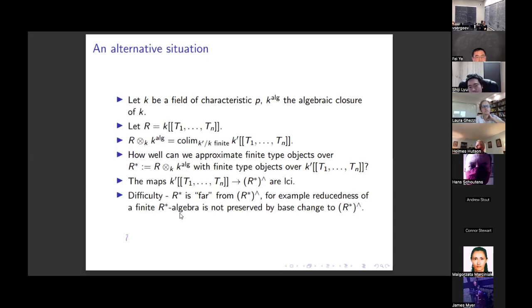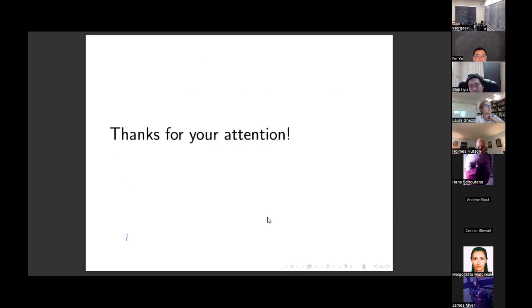So if you have a reduced finite R star algebra, take its completion or take the base change to R star hat, it's generally no longer reduced. So this is an alternative situation in characteristic P. If you're more interested in characteristic P, this is interesting to think about. Okay. So I'll end here. Thanks for your attention.